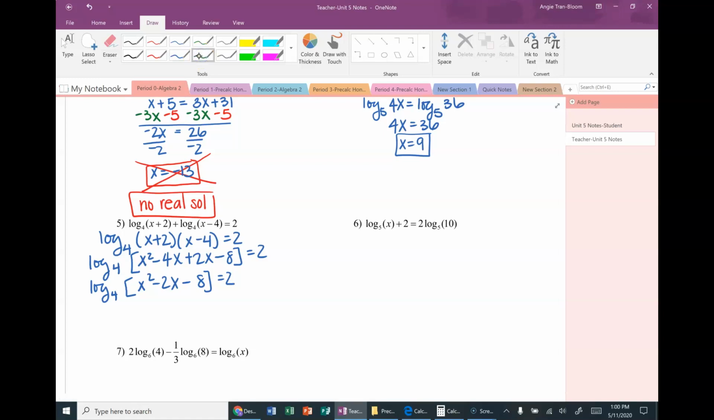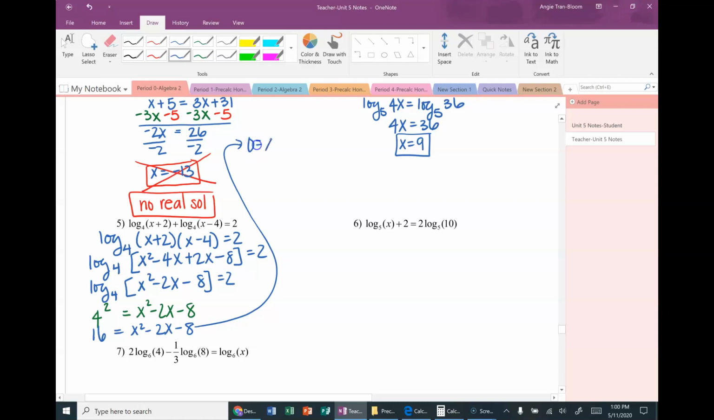So whenever you have one log, you want to rewrite it as an exponential. Your base is 4 raised to the 2 power equal now x squared minus 2x minus 8. 4 squared is now going to give us 16. Then you want to set it equal to 0 and see if you can factor this out. So 0 equals x squared minus 2x. Subtract 16 from both sides. That will give us a negative 24.